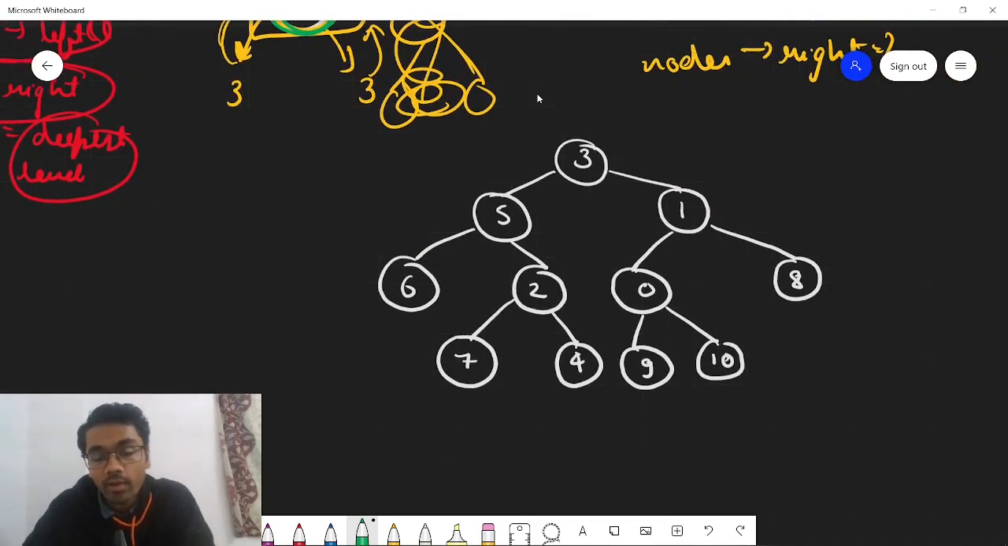Now let us see one more example where we won't be returning 2 or 0, because you see here 7 and 4 are the deepest nodes.